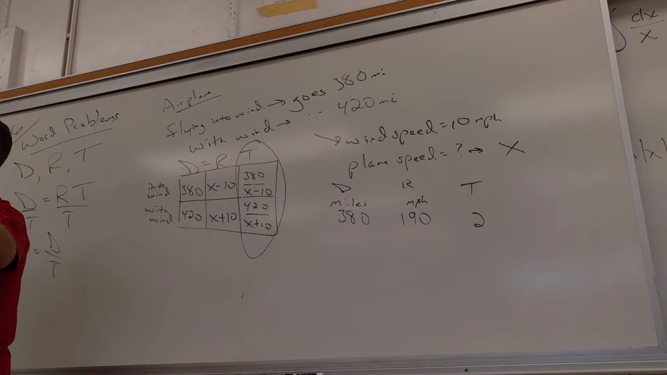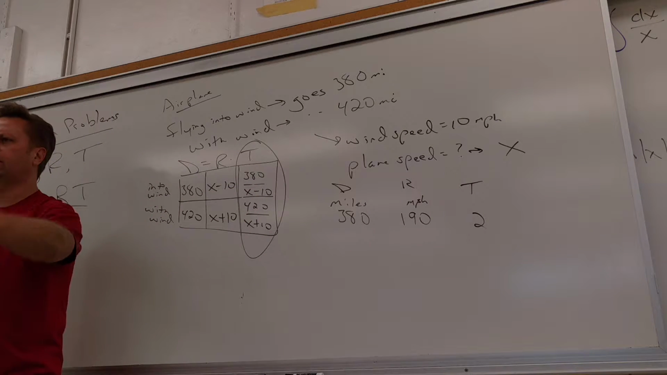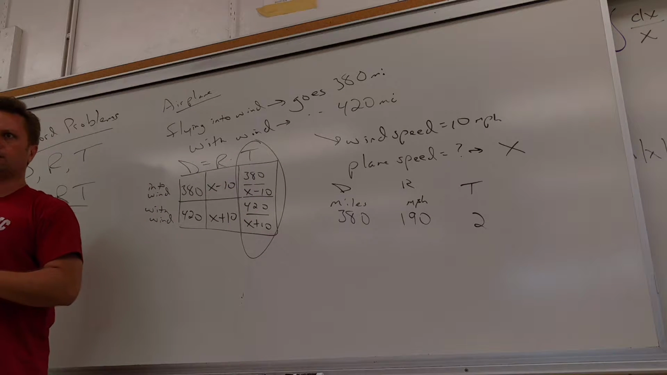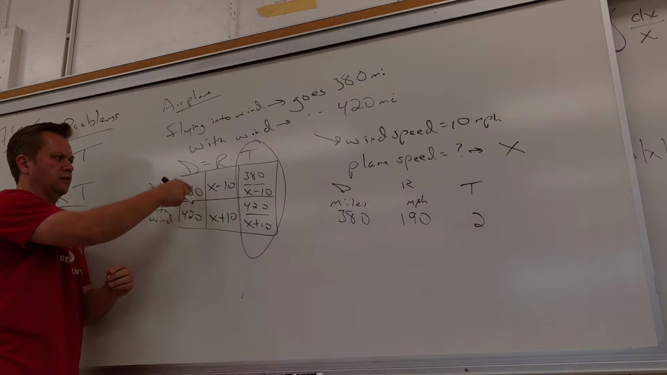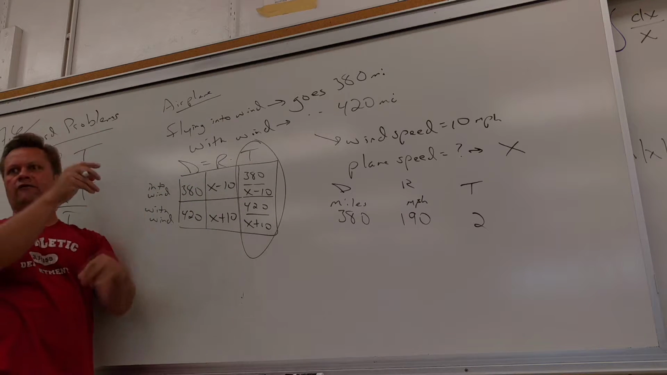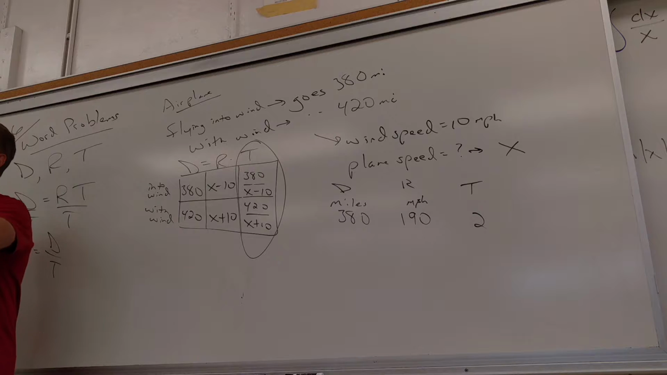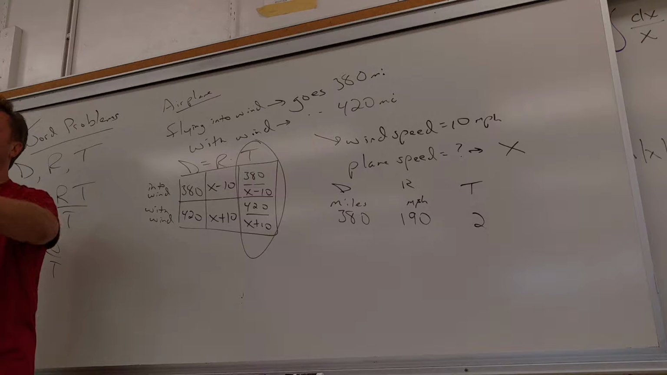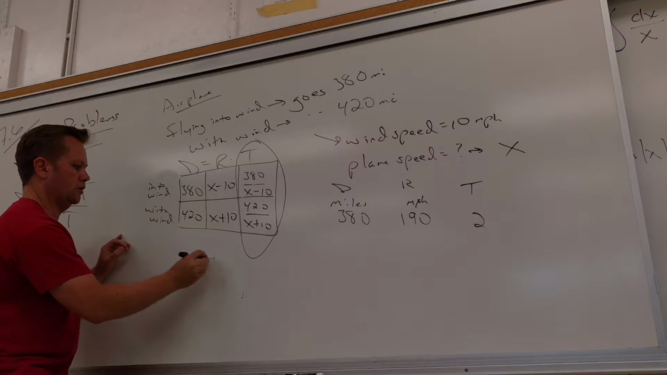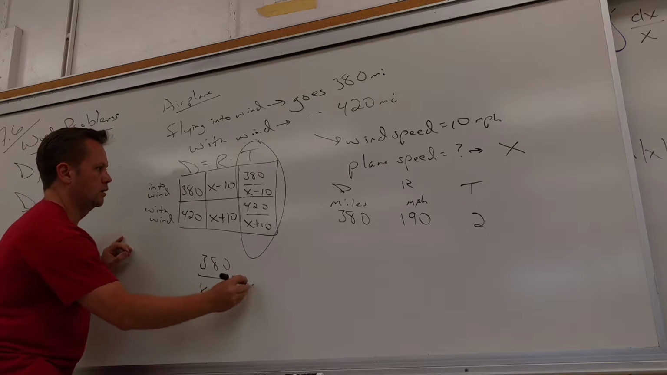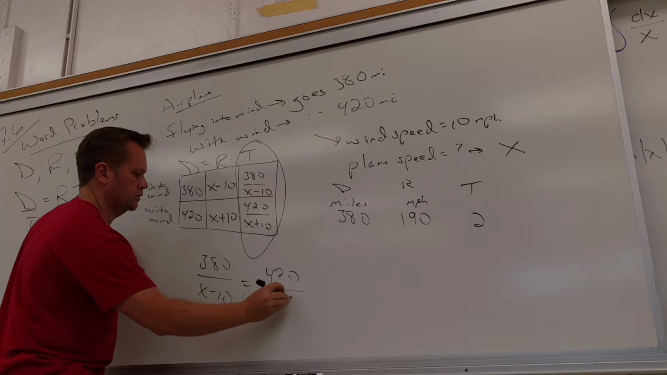Was the total time 7? So this plus this is 7. You'll see those kinds of problems. Or maybe these will be the things that you fill in, and this is the total distance of 500. So the distance plus distance equals 500. It doesn't matter which boxes are left unfilled. You just look and see how they're related. So then it would say 380 over x minus 10 equals 420 over x plus 10.